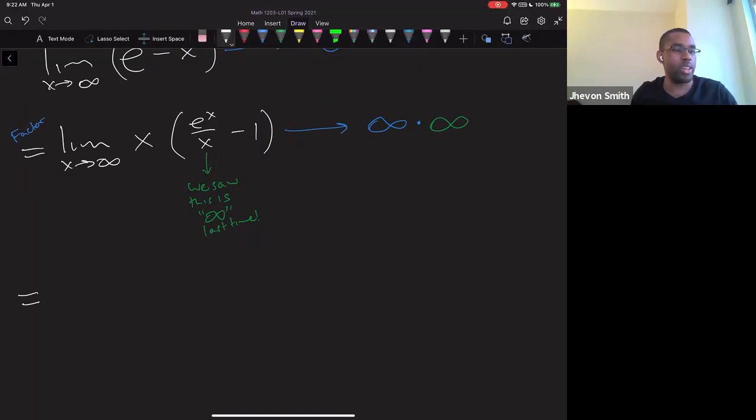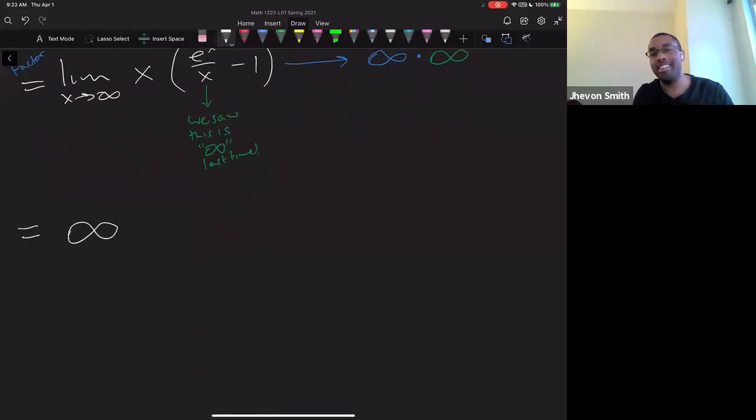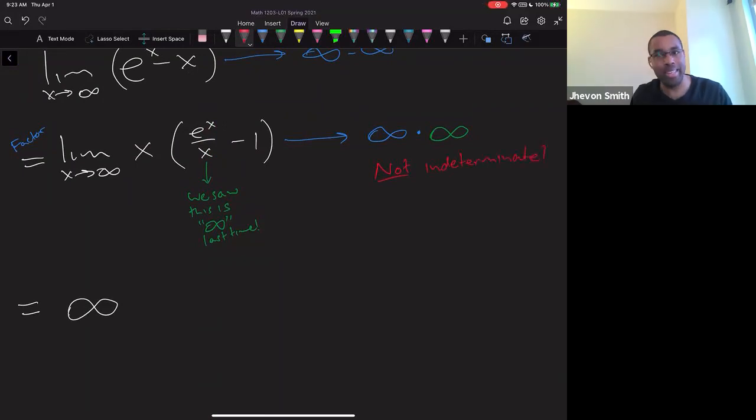What is infinity times infinity? Infinity squared. Sure, but what is that? Like, how would you describe that based on what we're doing? Isn't it just infinity? It's just infinity. It's not indeterminate, is the point. I do want to emphasize that this is not indeterminate. You don't have to do anything fancy here. You can evaluate that at face value.